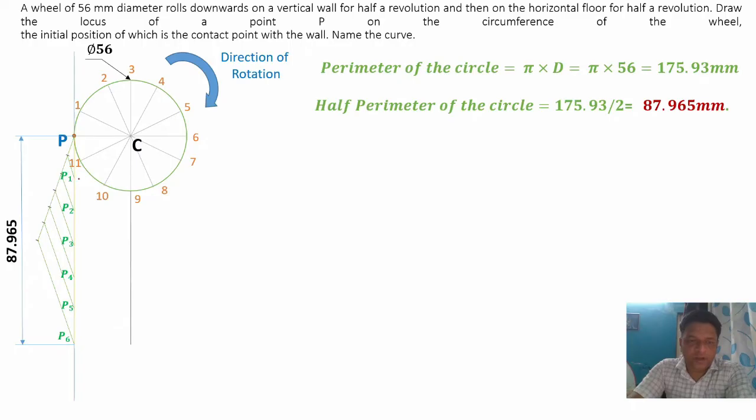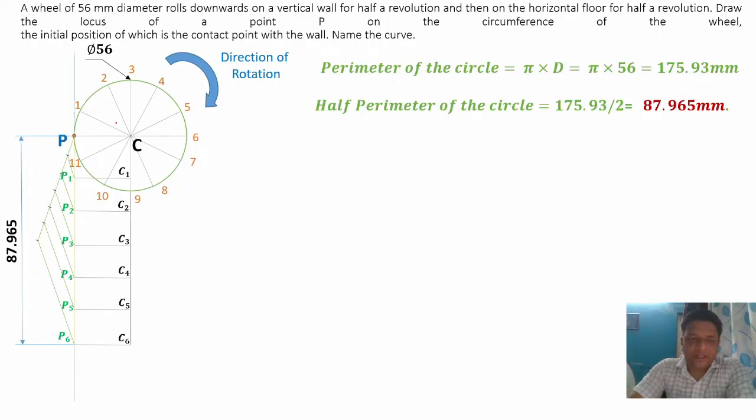Now project all the points on this center line. So from P1 draw one line parallel to this line. So it is a horizontal line. From P2, P3, P4, P5 and P6, project all these points on the center line. So this is point C1, C2, C3, C4, C5 and C6. We'll just take a recap of what we have done till now. So first draw the circle. Now divide this circle into equal parts, 12 parts specifically.